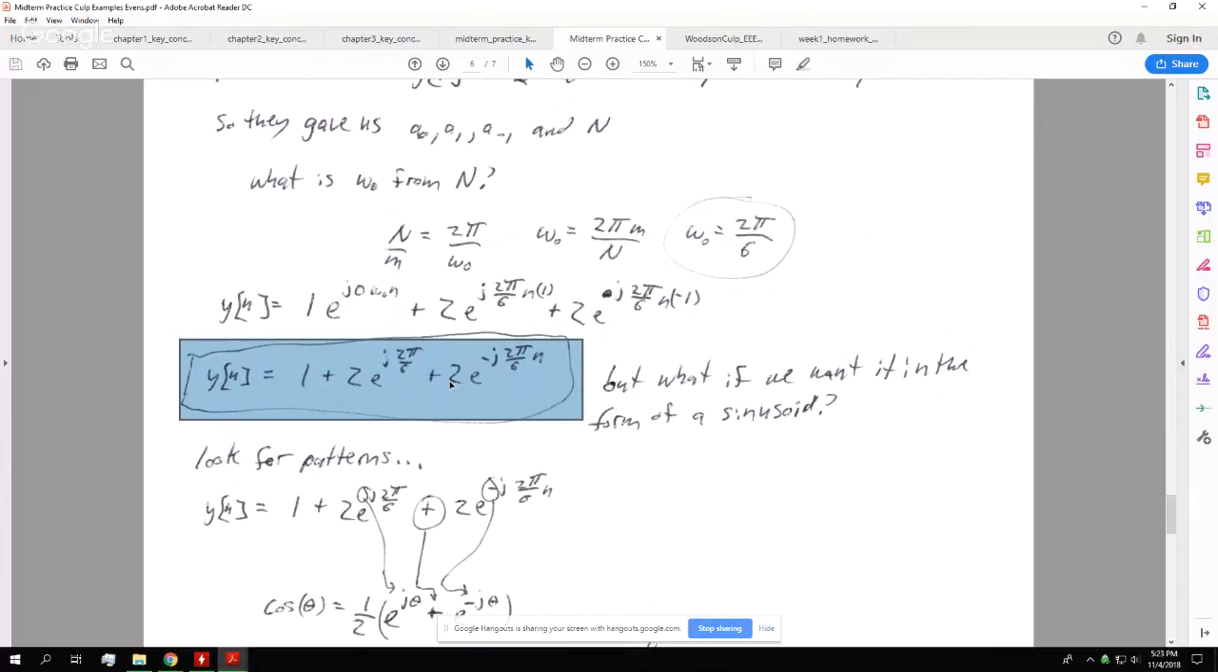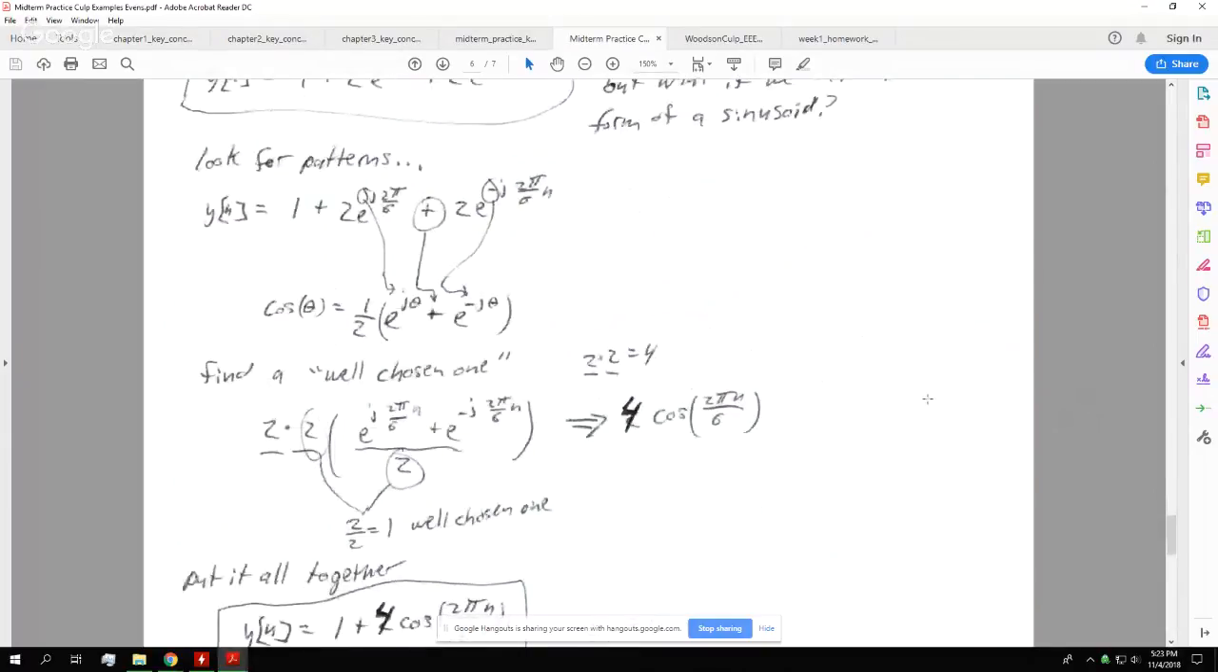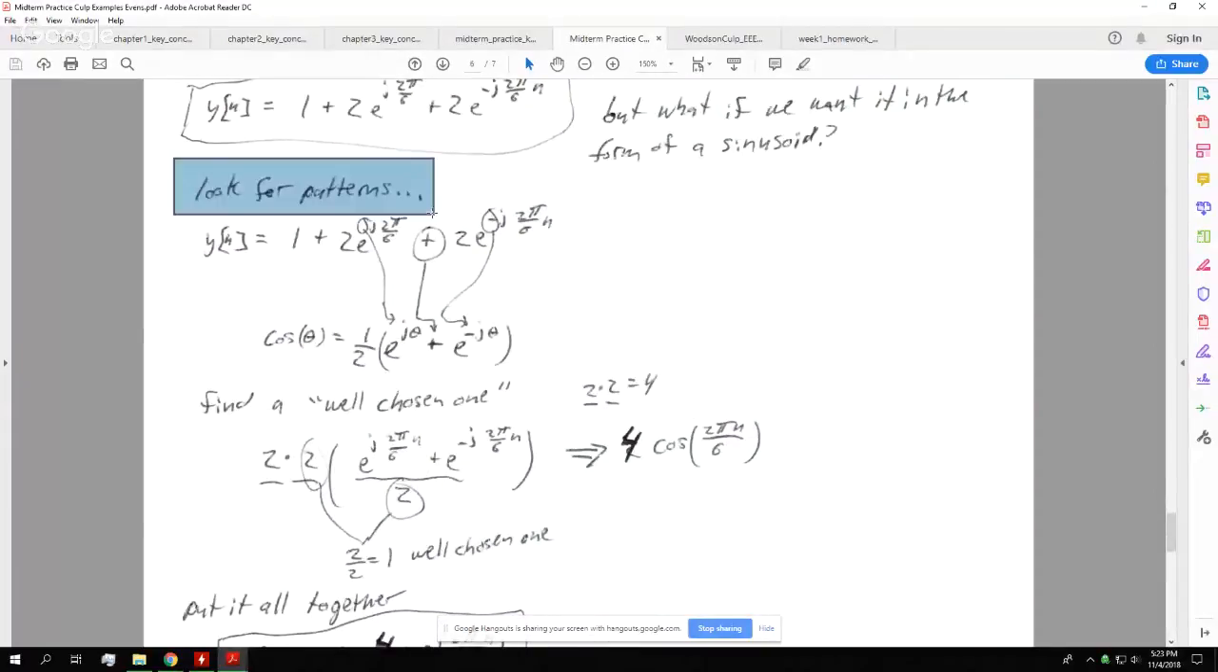I'm just a TA. But if you want to continue this and put it into a pretty form like a sinusoid, because sinusoids are pretty, like sines and cosines, we can do further manipulations to put this into that form. That's what I've written here. But what if we want it in the form of a sinusoid? What do we do? Well, to do that, you're going to look for patterns.